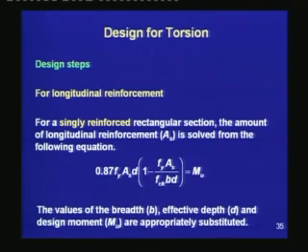To recollect, for a singly reinforced rectangular section, the amount of longitudinal reinforcement AS is solved from the following equation: 0.87 times fy times AS times the effective depth d times within bracket 1 minus fy times AS divided by fck times the breadth b times d, equal to Mu. The values of the breadth b, effective depth d and design moment Mu are appropriately substituted.